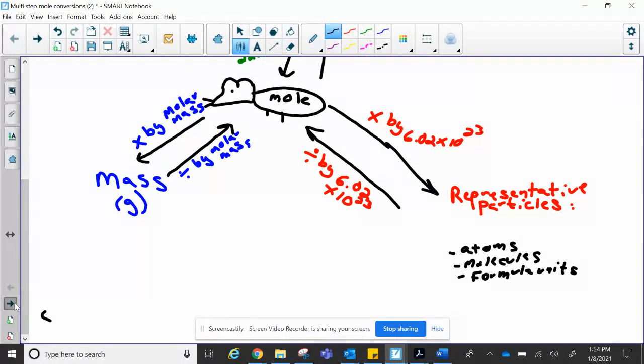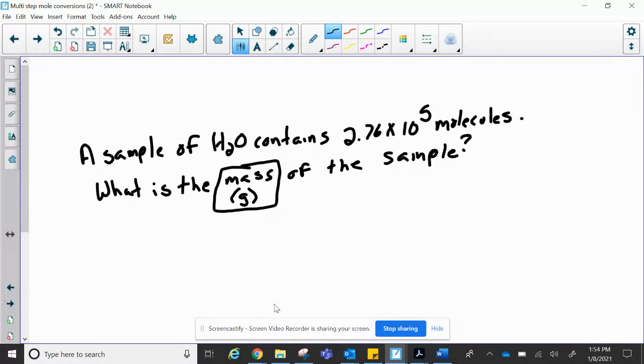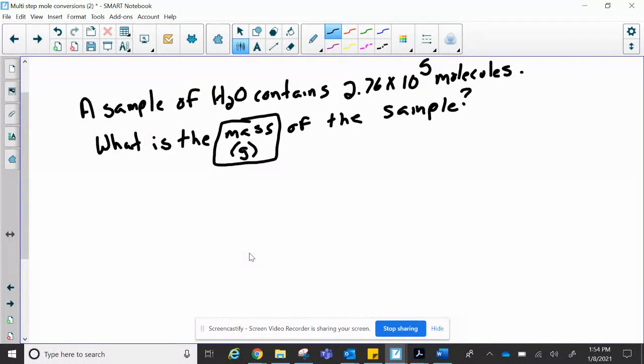So let's take a look at an example. All right, a sample of H2O contains 2.76 times 10 to the 5th molecules. We want to know the mass in grams of the sample. So as you can see, the word mole is not in there. Okay, and we're going to start this like we do all of our problems. We're going to just start with a given. So we have 2.76 times 10 to the 5th molecules of H2O.